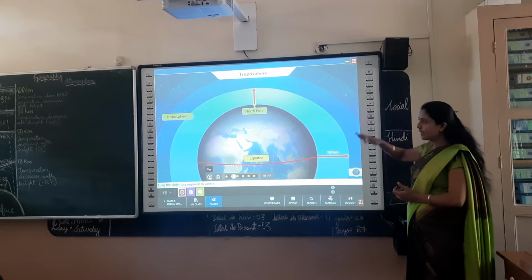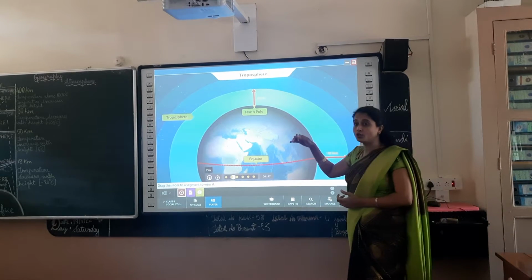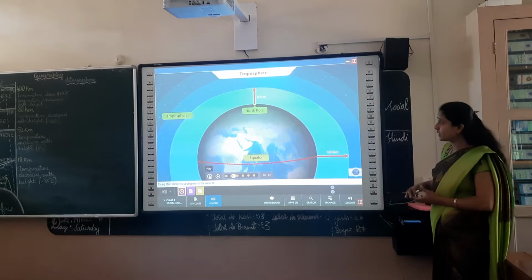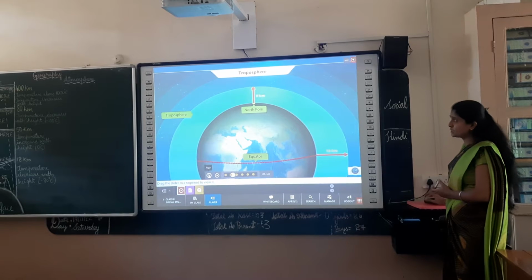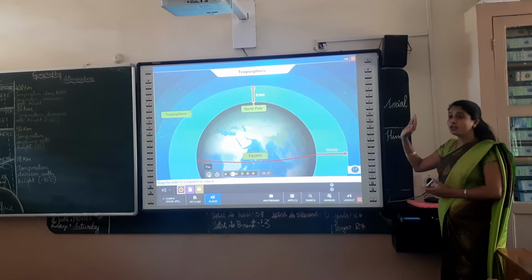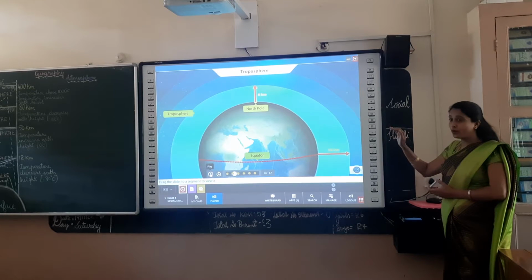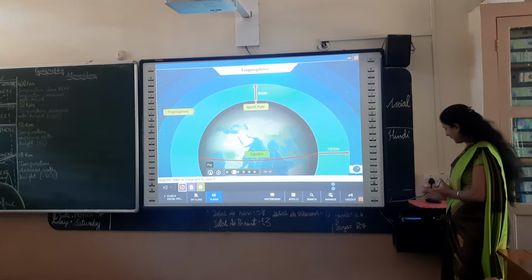So the length of the atmosphere, especially the layer closer to the Earth, that is the troposphere, varies in this manner, near the pole as well as the equator. And as we learned, more than 75% of the climatic conditions we experience take place in this layer only.